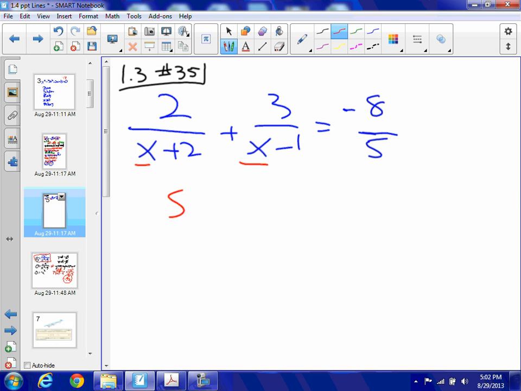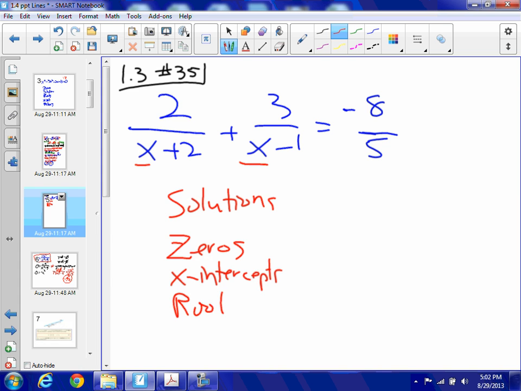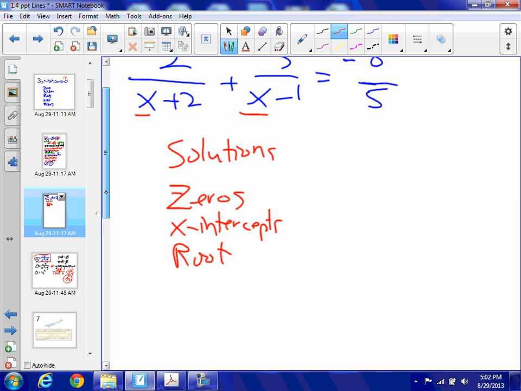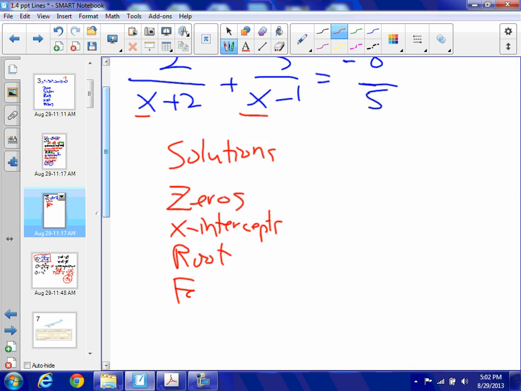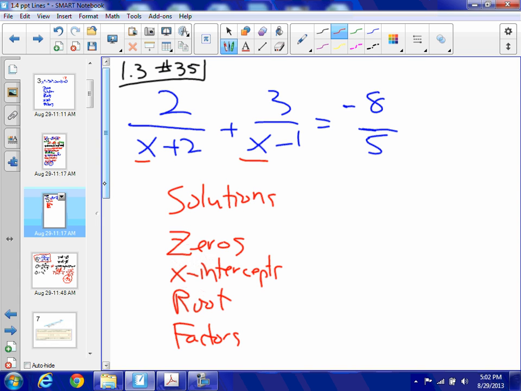You can describe it as the solutions. You can describe it as the zeros. You can call it the x-intercepts. Sometimes it's called the roots. And sometimes we call it factors. But what they are, they're the values for x that are going to make y equal to 0.